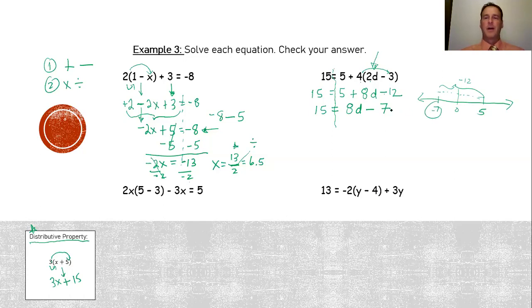So, all right, two-step equations. What's your first step? Well, let's see, plus and minus first. Let's get rid of the minus sign, so I'm going to add 7. And so I got 8D is equal to, plus 7 is the additive inverse, 15 plus 7 is 22.